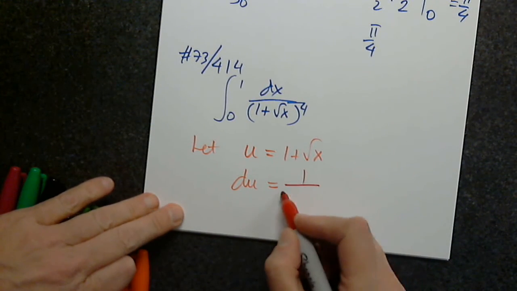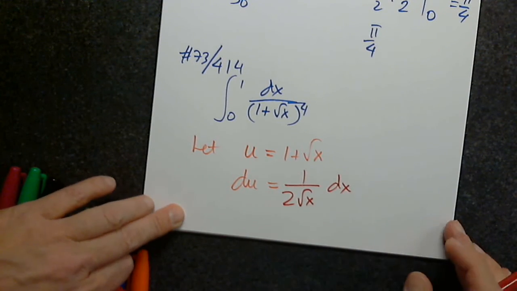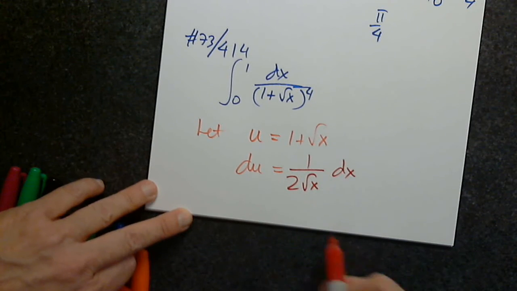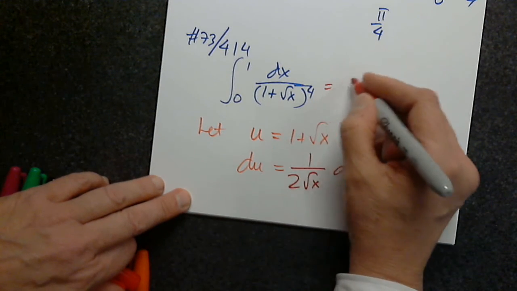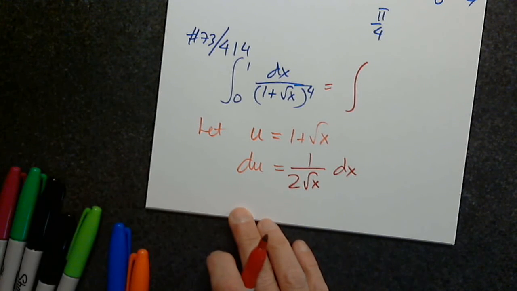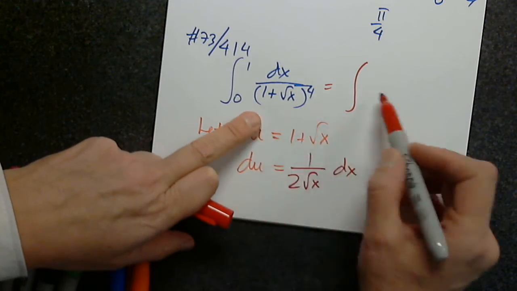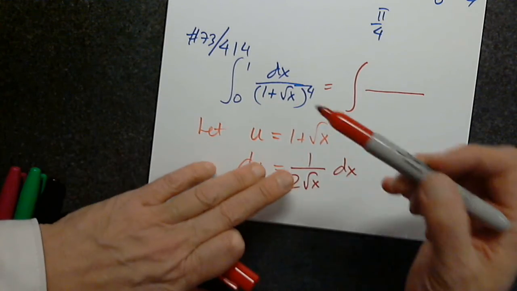Yes, so it's 1 over 2 the square root of x dx. Oops, I do have a 2 the square root of x in there. Not a problem really. First of all, do not copy the limits of integration. Let's put them in right now.